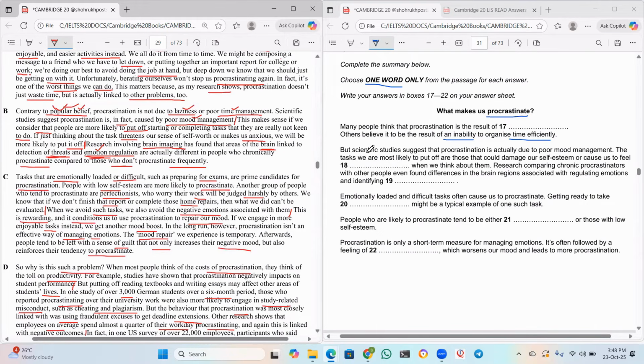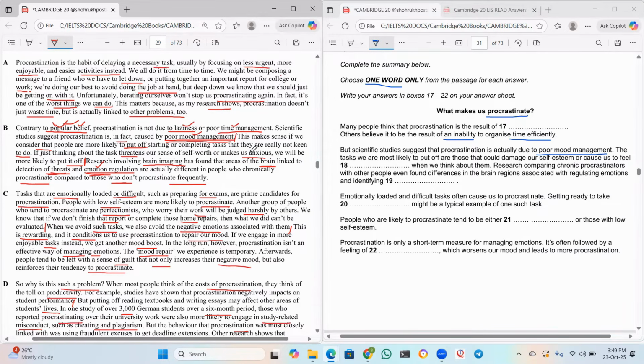Scientific studies suggest that procrastination is actually due to poor mood management. Look at this one, B, paragraph B, poor mood management here. So yes, sir. Paragraph B he's talking about. So what is the answer for 17th one, guys? I think you have to tell me now. Many people think that procrastination is a result of what? So many people think means popular belief.